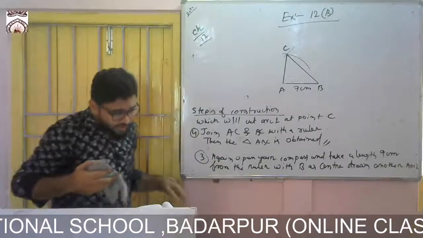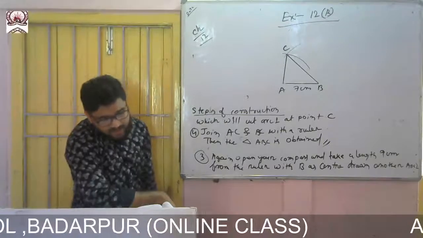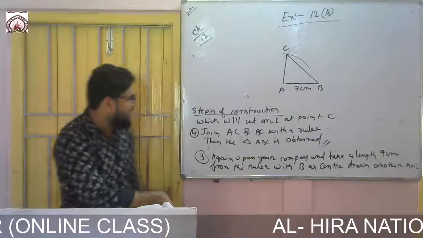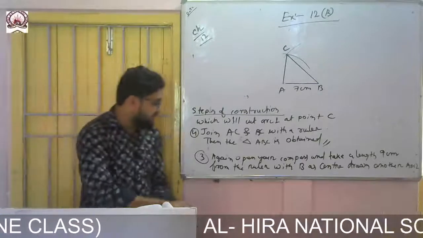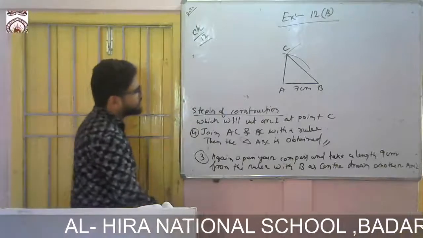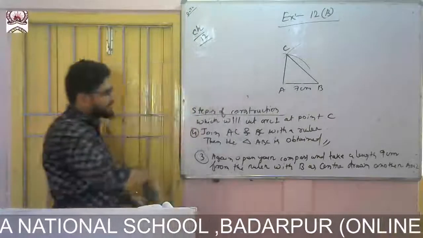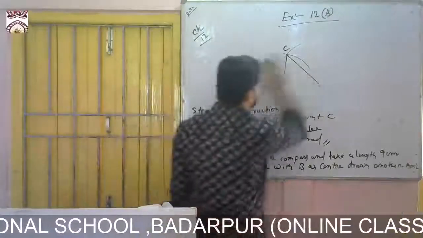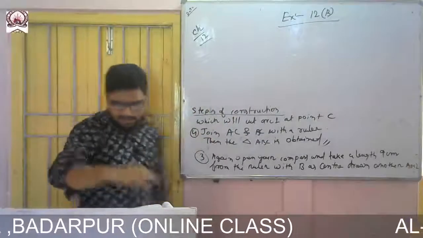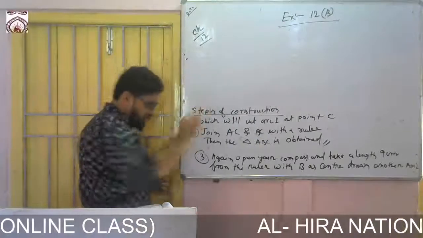So come to question number 2. In question number 2, what is given? PQ 5.5 centimeter, QR 6.5 centimeter, RP 5 centimeter. So it was question number 1. Now come to 2.